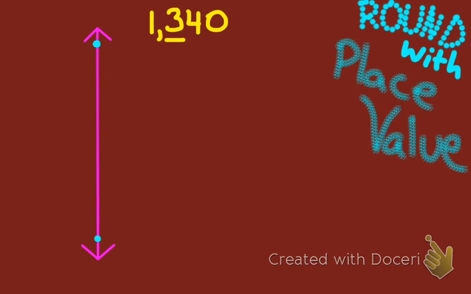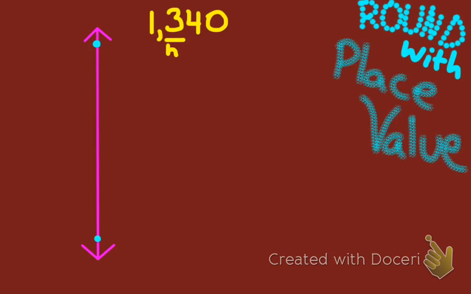Okay, so when you're rounding with place value, the first thing you want to think about is what place value we're rounding to. In this case, we're rounding to the hundreds place value. And since we're rounding to the hundreds place value, we need to make sure that we have two endpoints on our number line. So let's start with our base number.